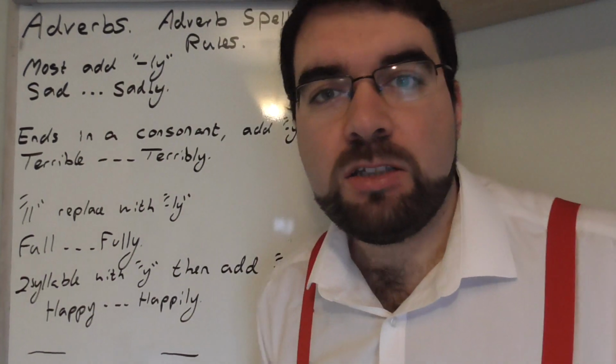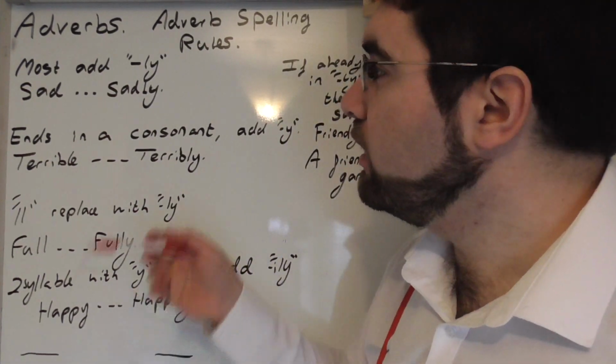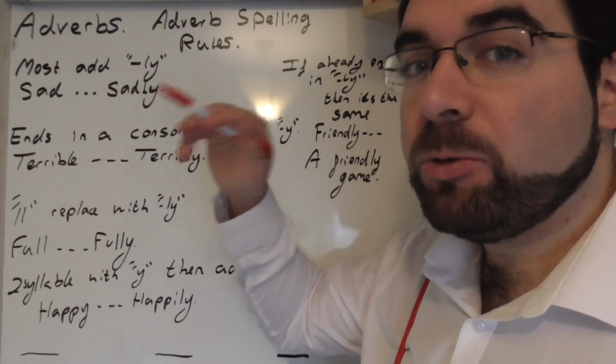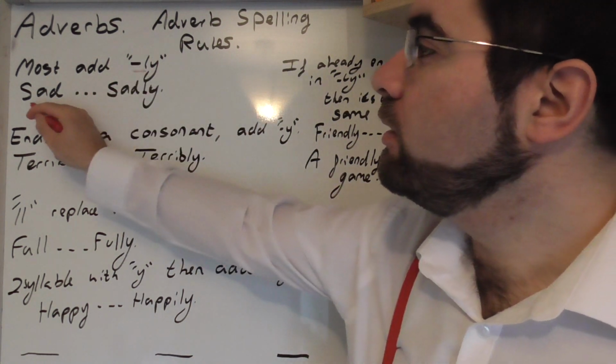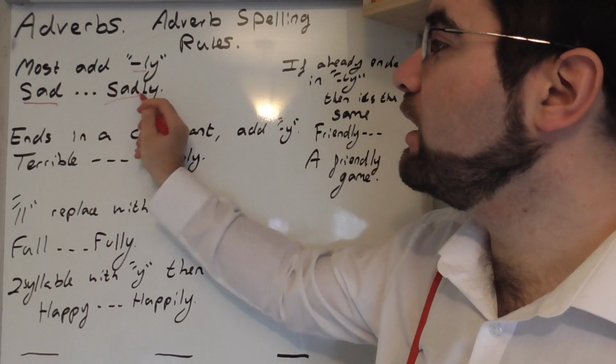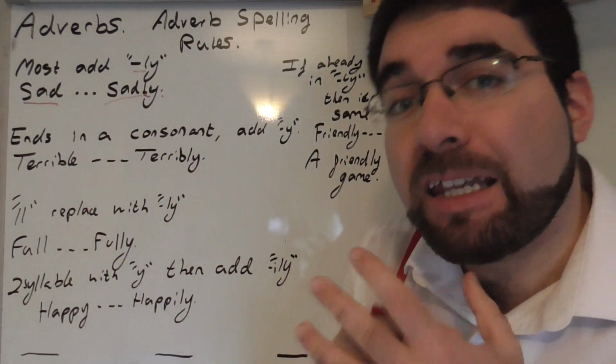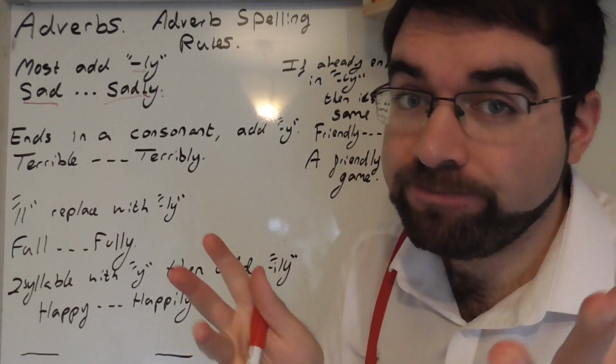Okay, so let's look at the adverb spelling rules then. Most of the time we'll just add ly. So sad turns into sadly. Sadly it happened.